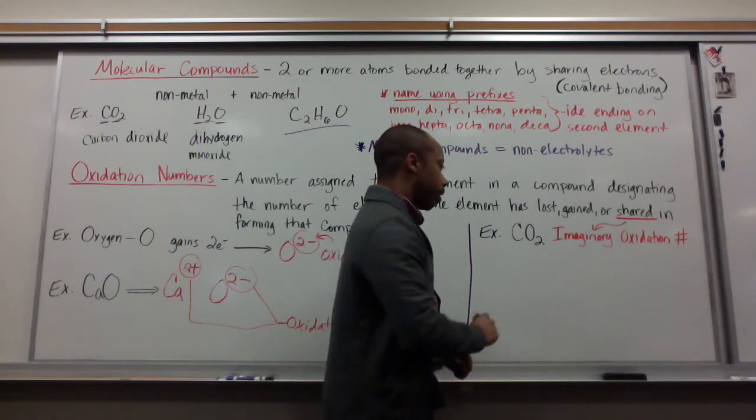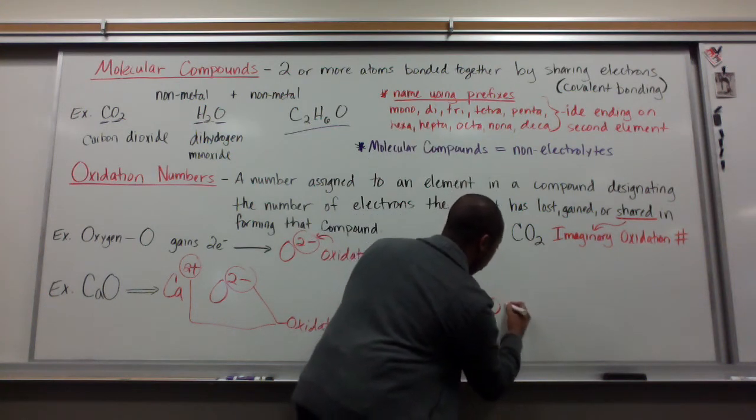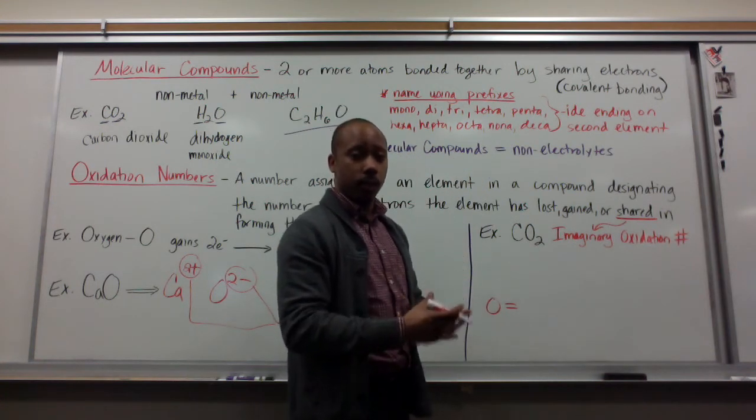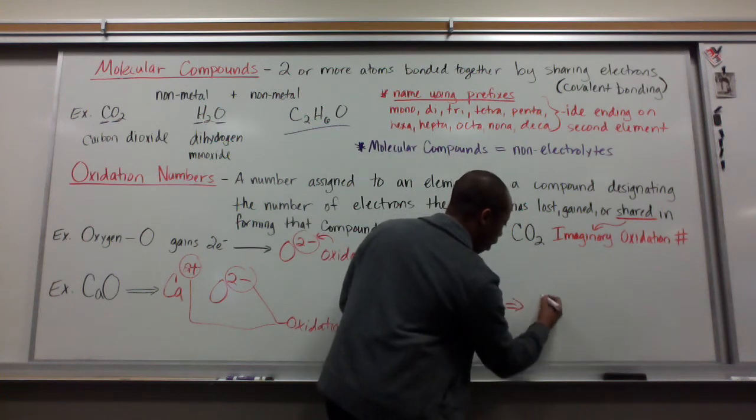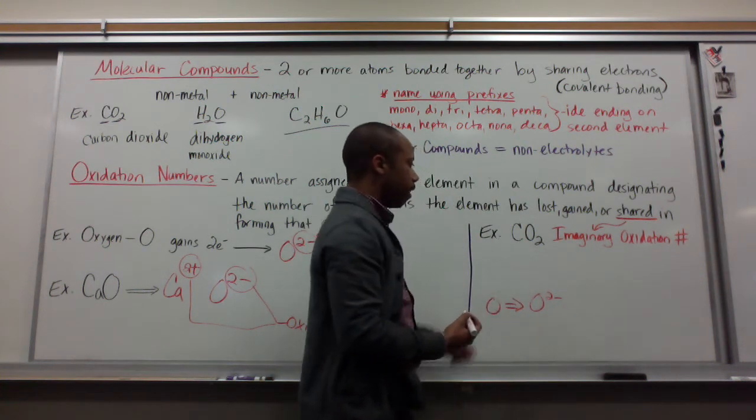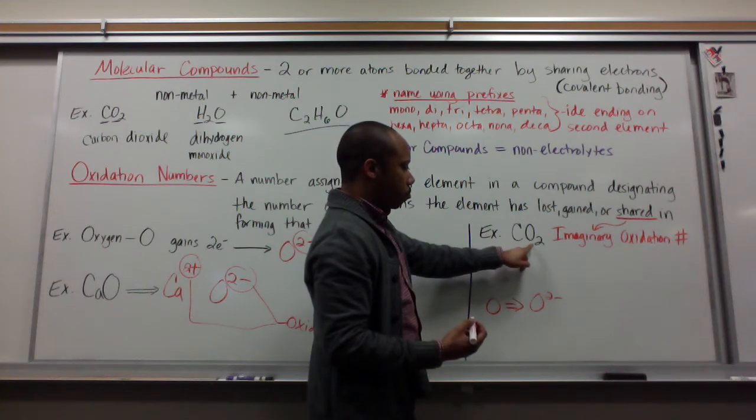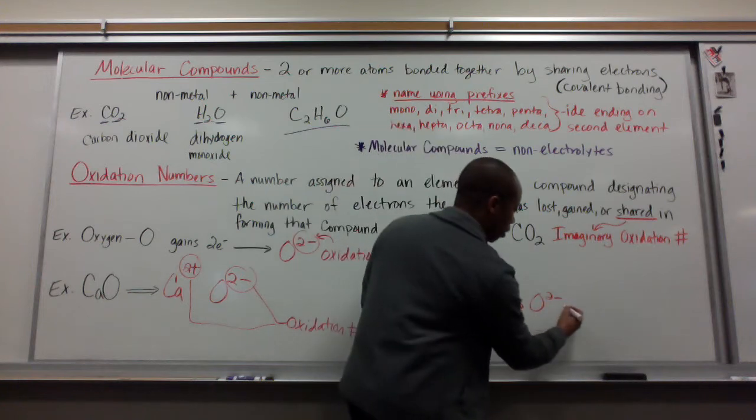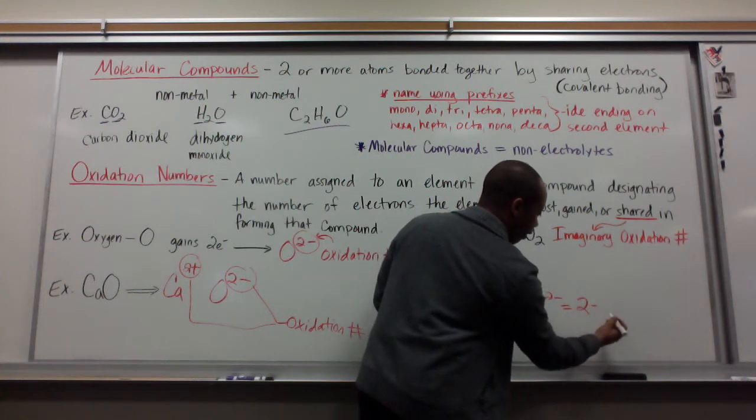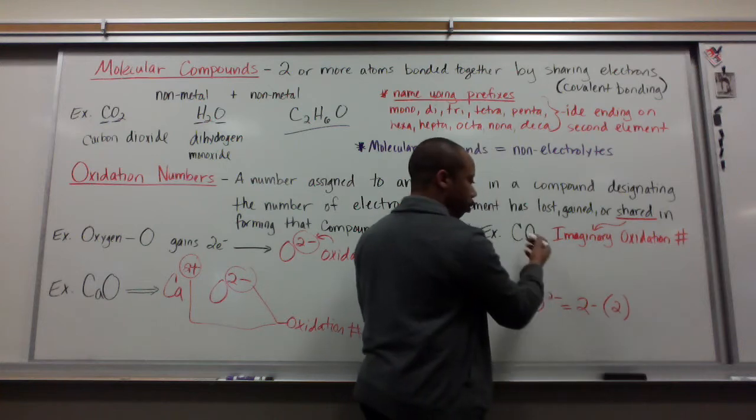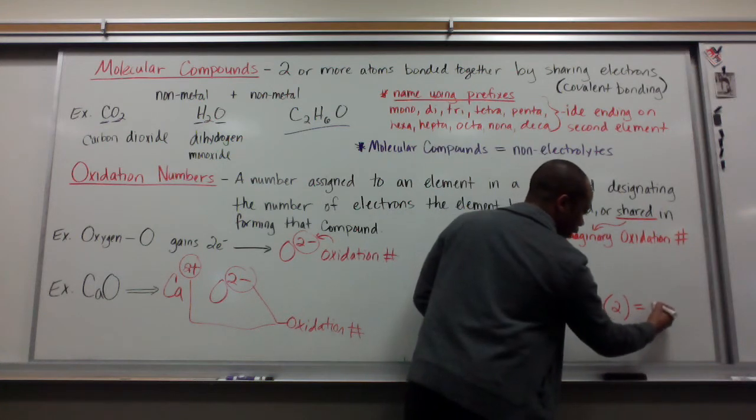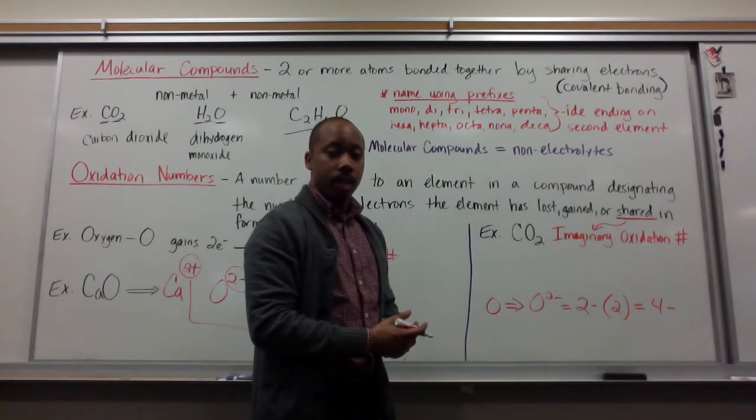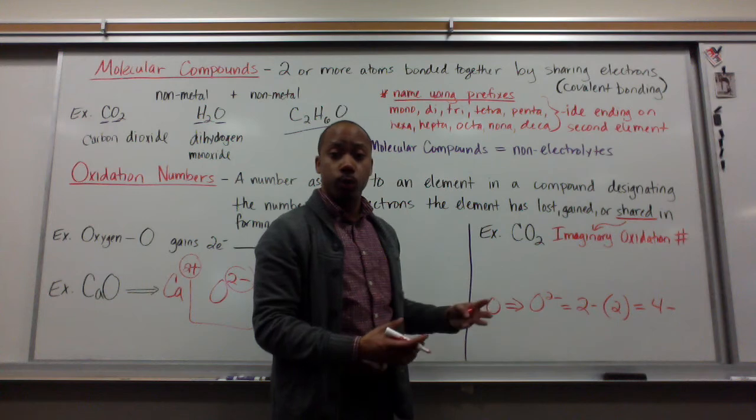So let's think about it in this way. Oxygen, when it achieves an octet, is going to gain 2 electrons. When it gains 2 electrons, it's going to become O2 minus. In this compound here, I have 2 oxygens. So I'm going to have an oxidation number of 2 minus, but I'm going to have 2 atoms. So 2 of these 2 minus charges giving me, say, 4 minus.